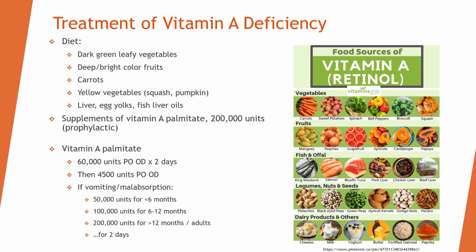Supplements of vitamin A, called palmitate, taking 200,000 units as a prophylaxis for high-risk individuals, may be appropriate. Vitamin A palmitate, not as a prophylaxis, can be taken 60,000 units per oral once a day for 2 days, and then 4,500 units per oral once a day. And if there's vomiting or malabsorption, 50,000 units for up to 6 months, 100,000 units for 6 months to a year, then 200,000 units from then on to adulthood for 2 days.